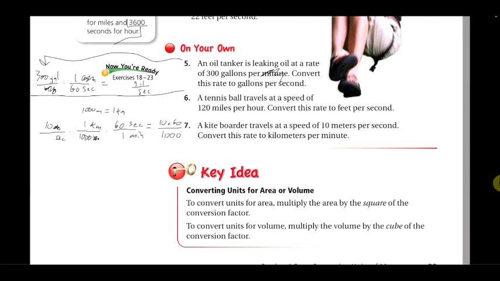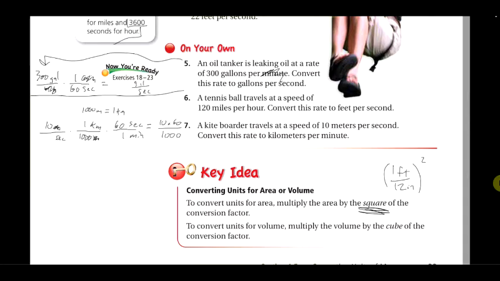There's a very important idea that I don't want us to pass over just because it's at the bottom of the page, and that is converting units for area or volume. Now to do area, you have to multiply the area by the square of the conversion factor. Meaning, if we know that, say our conversion factor was 1 foot over 12 inches, we are going from inches to feet, we'd have to square this whole business, because we're going from square inches to square feet.